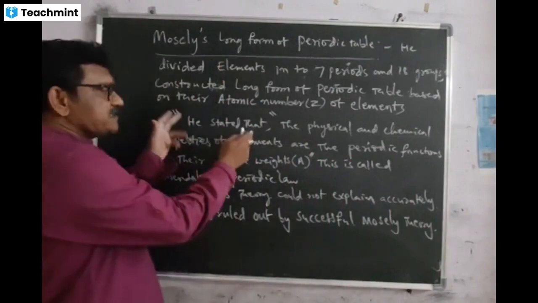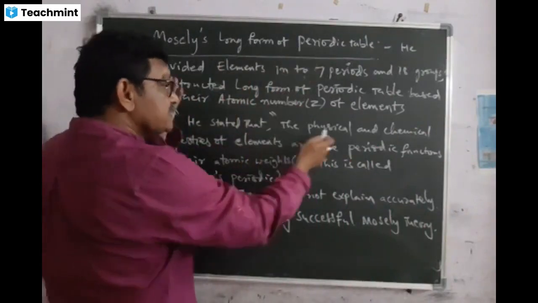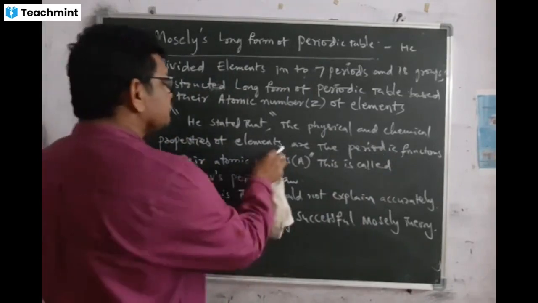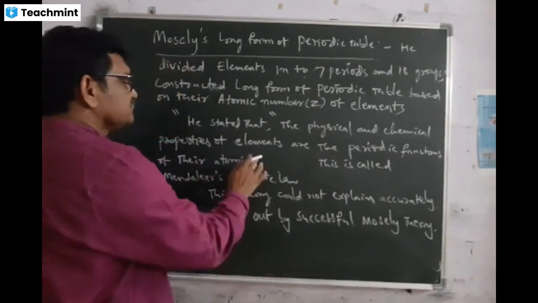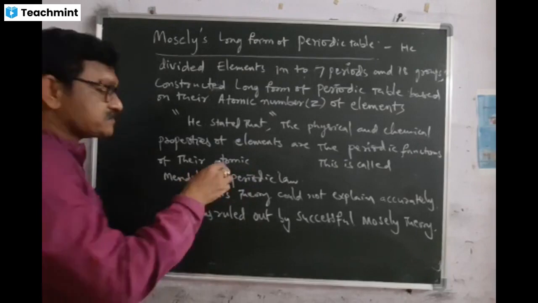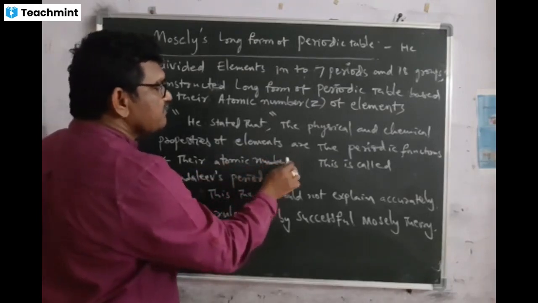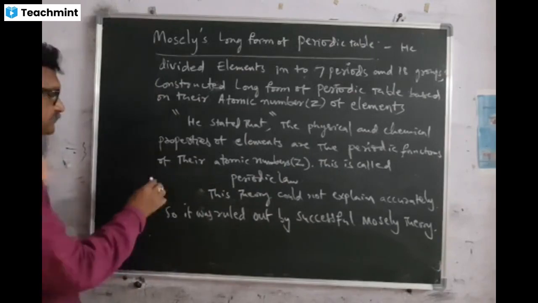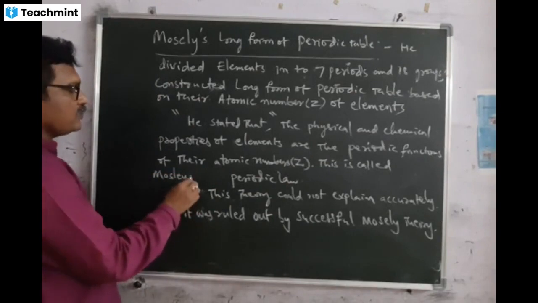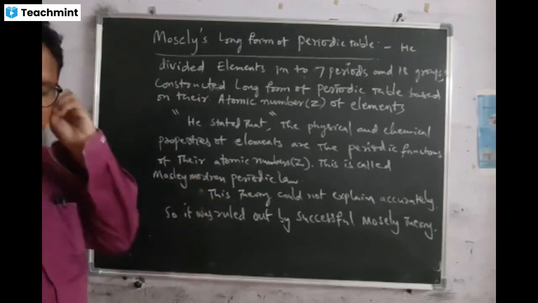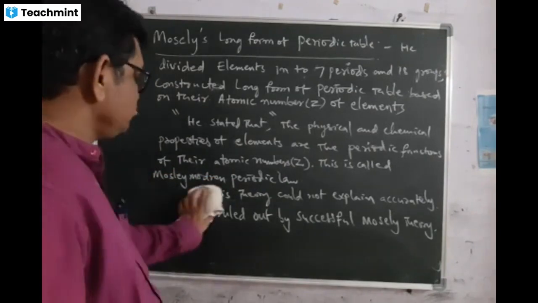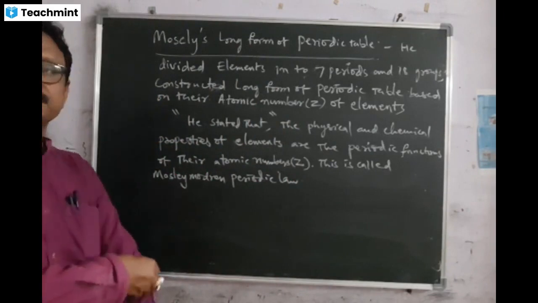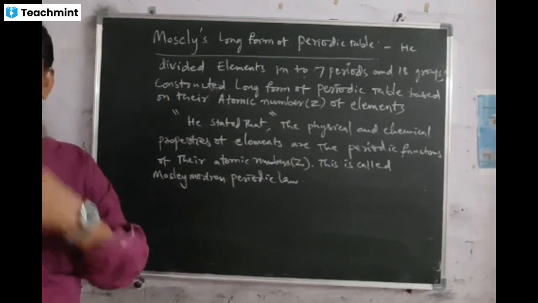He stated that the physical and chemical properties of elements are the periodic functions of not atomic weights, but atomic numbers. He considered atomic numbers for classifying the elements. So atomic number is Z. This is called Moseley's modern periodic law. Have you written this? Write down.